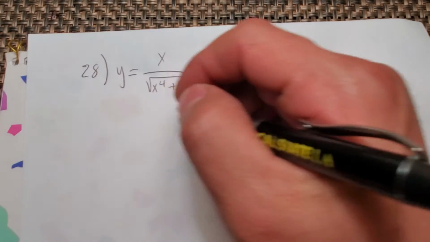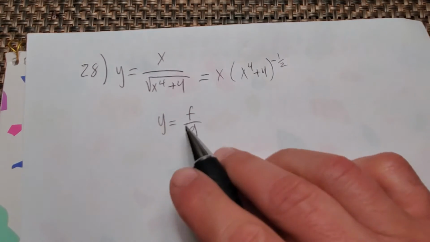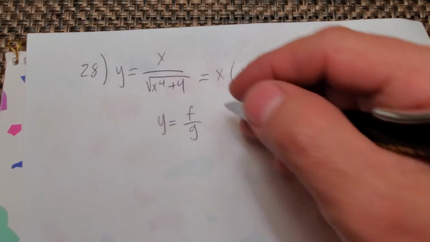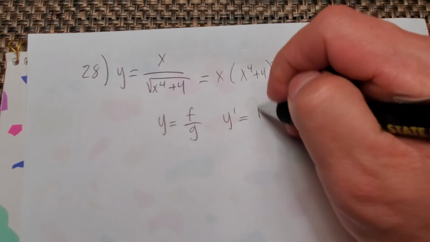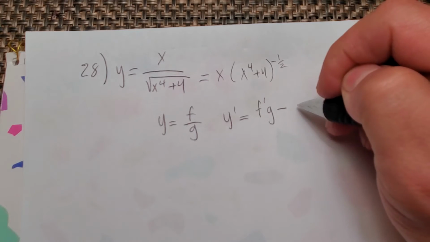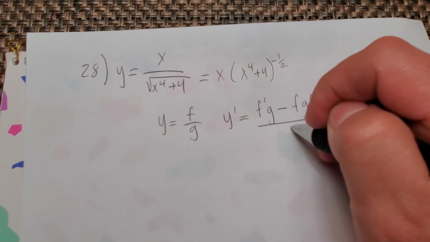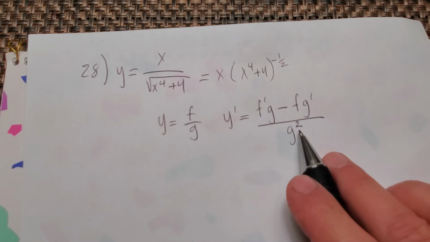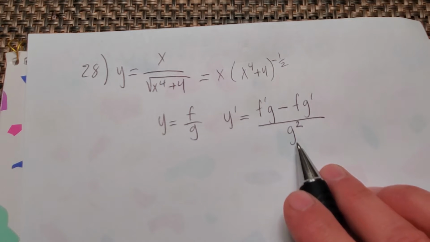Now we know that when you find the derivative of a rational function like this one, the quotient rule tells us that what we do is we take the derivative of the numerator times the denominator minus the numerator times the derivative of the denominator over g squared. Now that's the thing that's making me want to use the quotient rule.